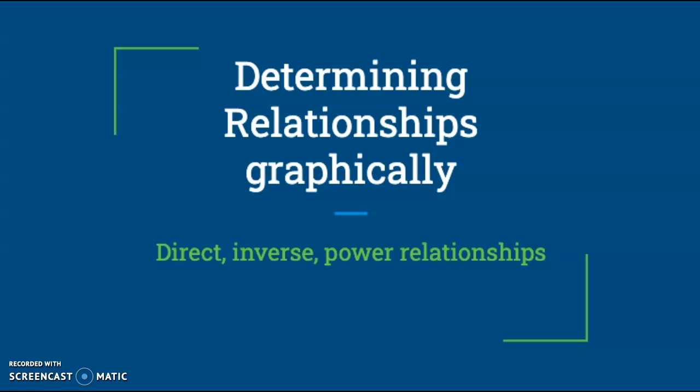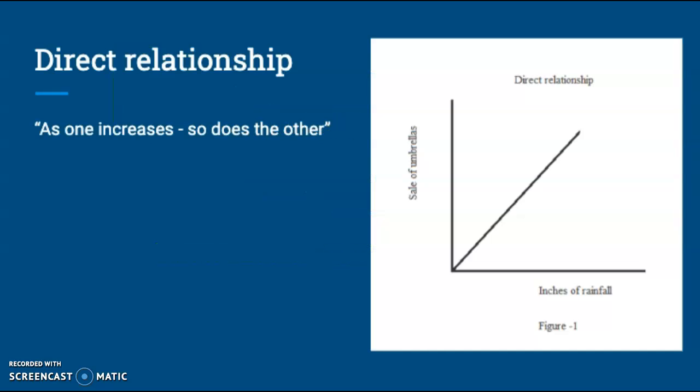So the first thing is we've got to get our data plotted. So hopefully you've watched the videos, you've made your graphs, and now you're looking at how to interpret those graphs. So when we have a direct relationship, you see the quote in the middle of the screen there, as one variable increases, so does the other.